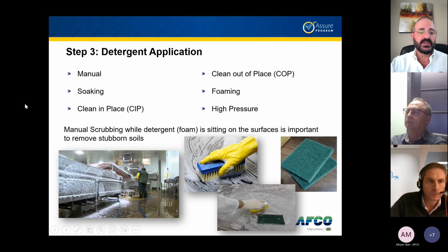So after we rinse all these greases and food residues from the surface, we apply the detergent. There are different ways to apply detergents. We have manual cleaning, where you scrub with the green pads. You have soaking, you have a COP tank, you soak parts in there with detergents, and you have clean in place, which is the CIP system. Also, you can apply detergent through the CIP system. And then we have foaming, and then we have high pressure cleaning. The most employed procedures usually are the foaming procedure and the CIP cleaning and soaking.